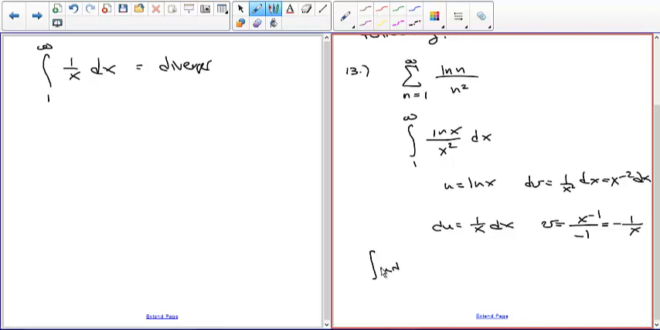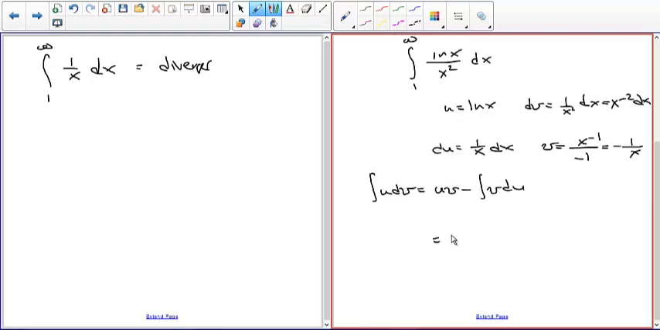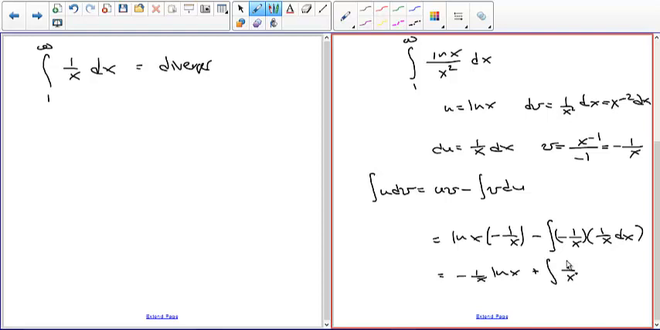Integration by parts says the integral of u dv is uv minus the integral of v du. So for our case, u is the natural log of x, v is negative 1 over x. Then we subtract the integral of v du. v is negative 1 over x. du is equal to 1 over x dx. So you get negative 1 over x, natural log of x, plus the integral of 1 over x squared dx.